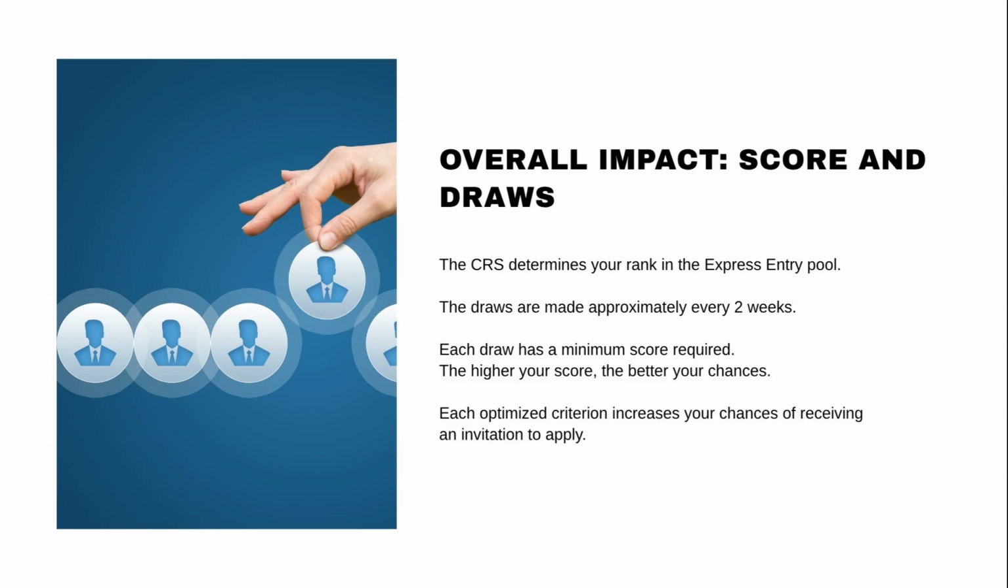Now it's important to understand how the score influences your selection. Every 2 to 3 weeks, the government conducts Express Entry draws. Only applicants with a score above the announced threshold receive an invitation to apply, ITA. This threshold varies according to the category of the draw.